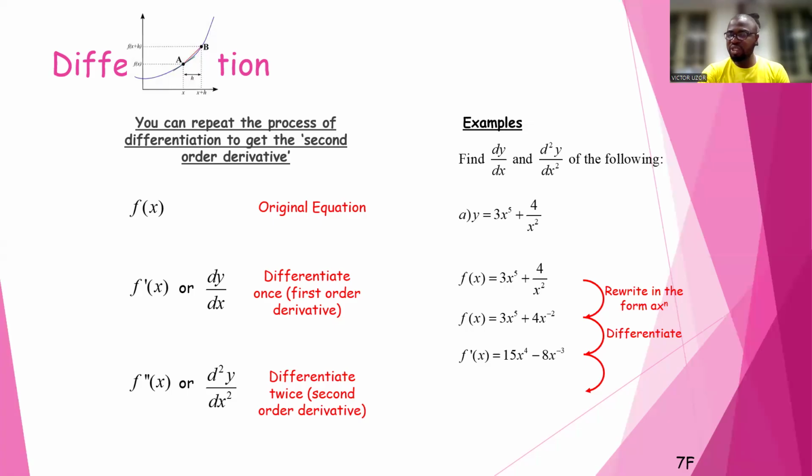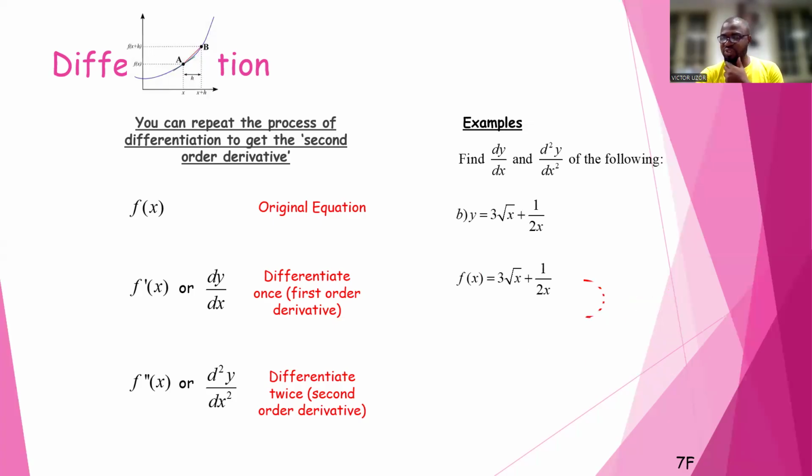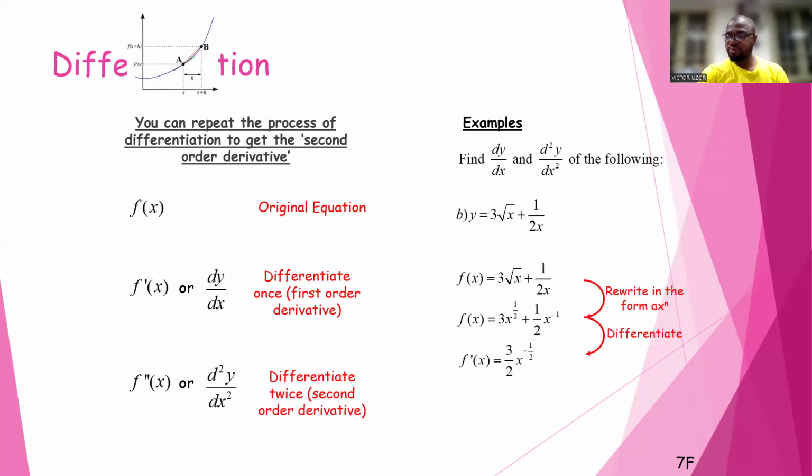Now for the second differentiation, you differentiate the answer that you have gotten. So that is the second order differentiation. Another example is this. You can also remember that 3 root x is the same thing as 3x raised to the power half. Then you do your basic differentiation, subtracting 1 from the power and using the power to multiply the coefficient, and voila, you are done.